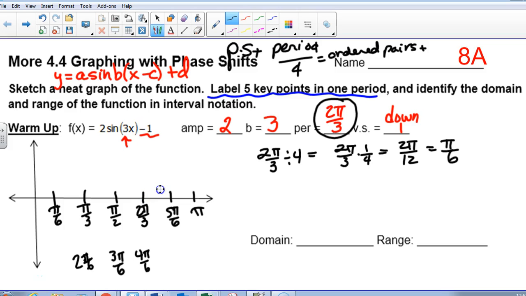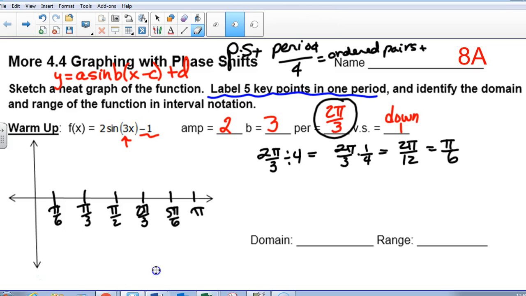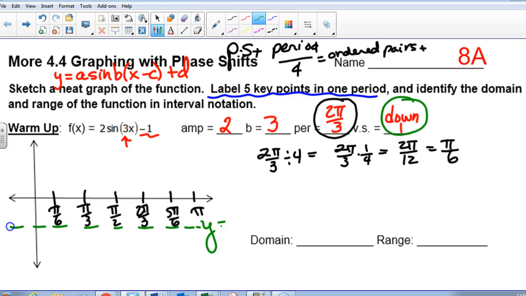All right, where are the maximums and minimums for this graph? I'm going to erase my little scratches down here because this whole thing has been shifted down 1. So the midline is down here at y equals -1. And then it goes above and below that how much? So the maximums are all at +1. The minimums are all down here at -3. Everybody okay?